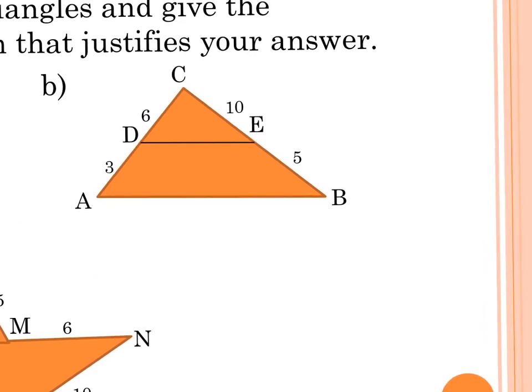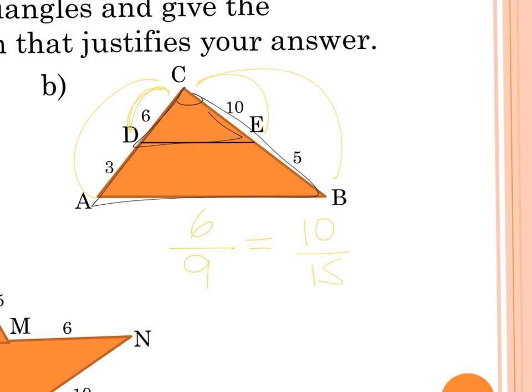B, this time I've got the angle at the top, that's part of this one, and the large one, so I've got one angle, but I don't know anything about the other angles. What I do have is the side lengths here. So 6 over this whole side, which would be 9, needs to be proportional to 10 over this whole side, which is 15. So this is 2/3, and this is 2/3. And because those are proportional and the angle in between, this would be side angle, side similarity.